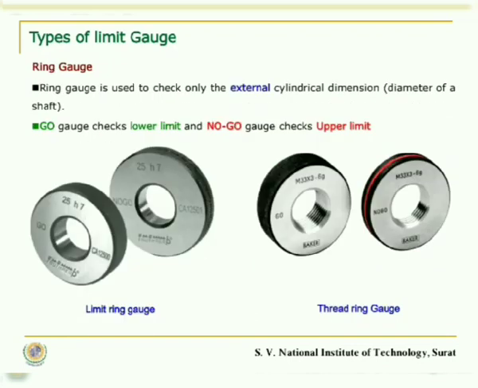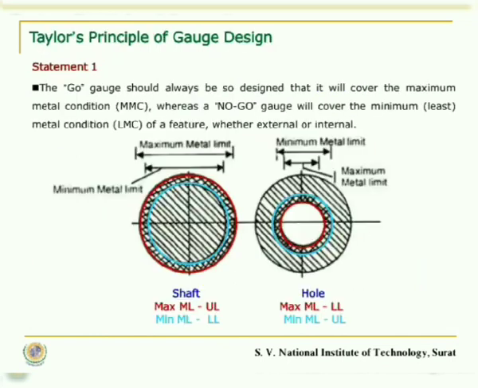Another type of limit gauge is a ring gauge, which is exclusively used to measure external cylindrical dimensions only. So there are sets of go and no go rings which would be able to measure the external dimension. Ring gauges are also available for measuring the thread on an external feature.